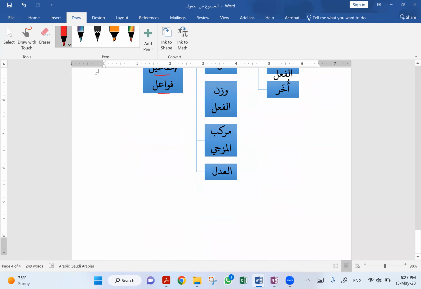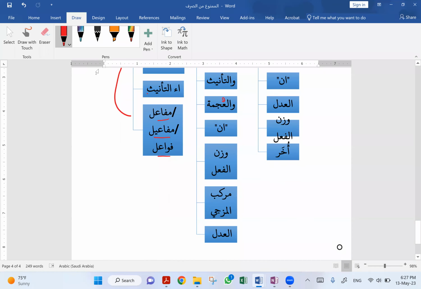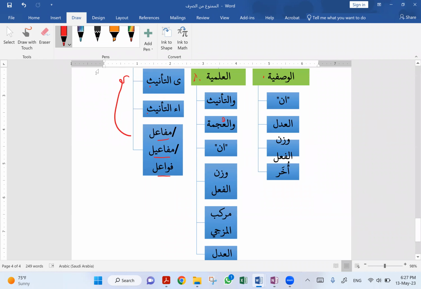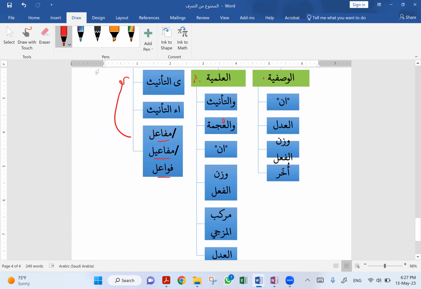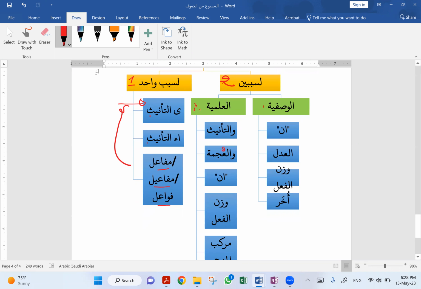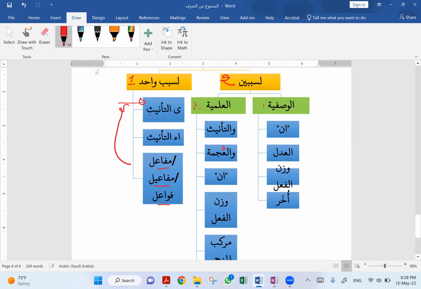Is it أخر? Yes. It could be أخر, أخرى. Because remember, ممنوع من الصرف, all these words are going to be like that. And even if it doesn't show, like in this part, we are still going to say that it is fatha or it is damma. We're never going to say kasra. You'll never see kasra in ممنوع من الصرف. Any other questions?